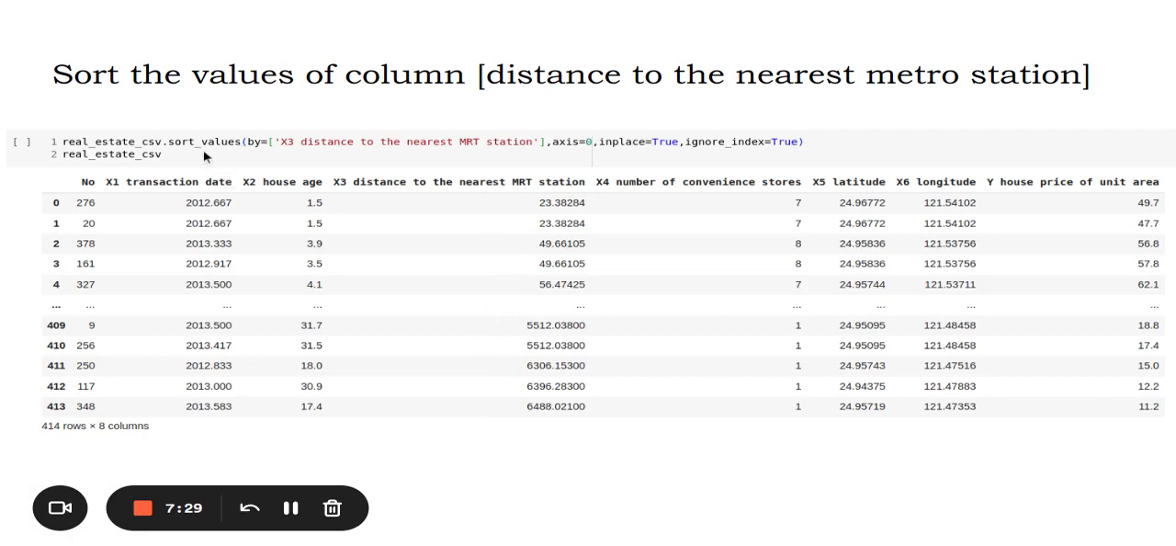And how did we do that? By using DataFrame.sort_values, where in the argument by we have to provide the name of the column. Here we are providing the axis. Zero axis means we are sorting along the row axis or the zeroth axis. And inplace means the same CSV will change, no new CSV will be created. Ignore index means the original indices will be forgotten and new indices will be created.